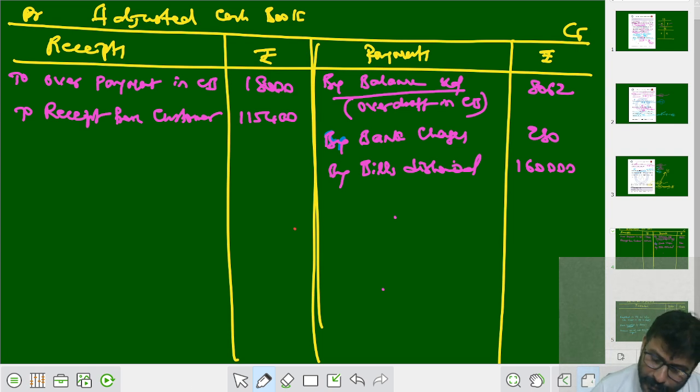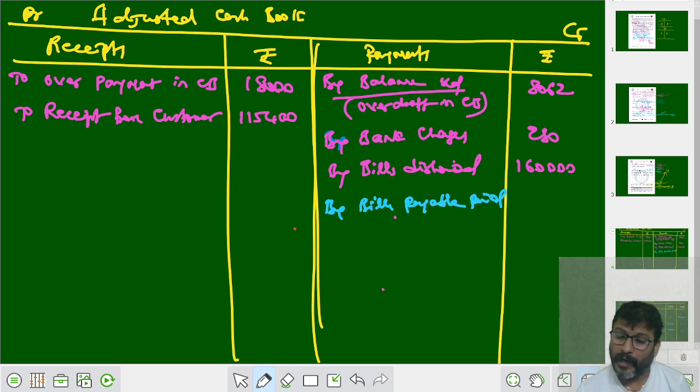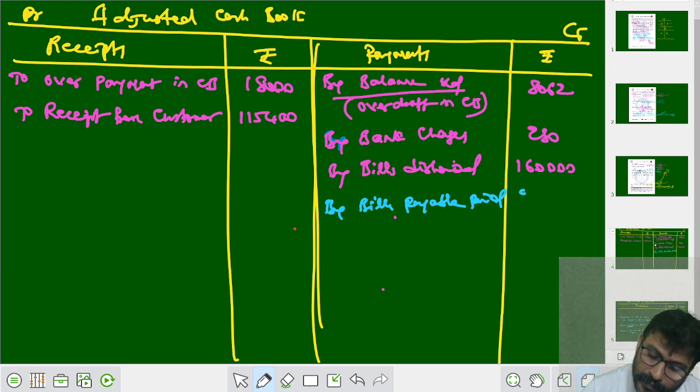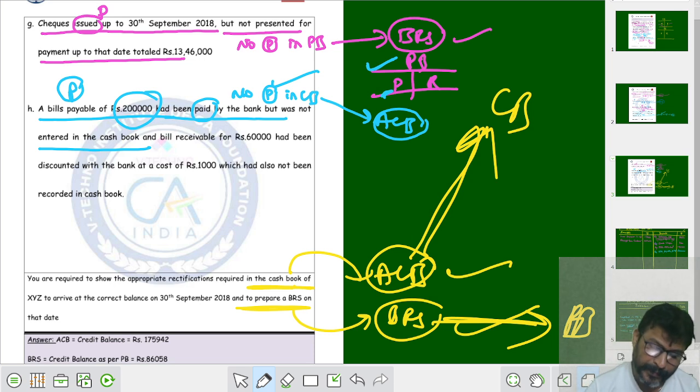By bills payable paid. How much bills payable that are being paid? 2 lakh rupees. Fine. Let us move on to the same point, sub concept.